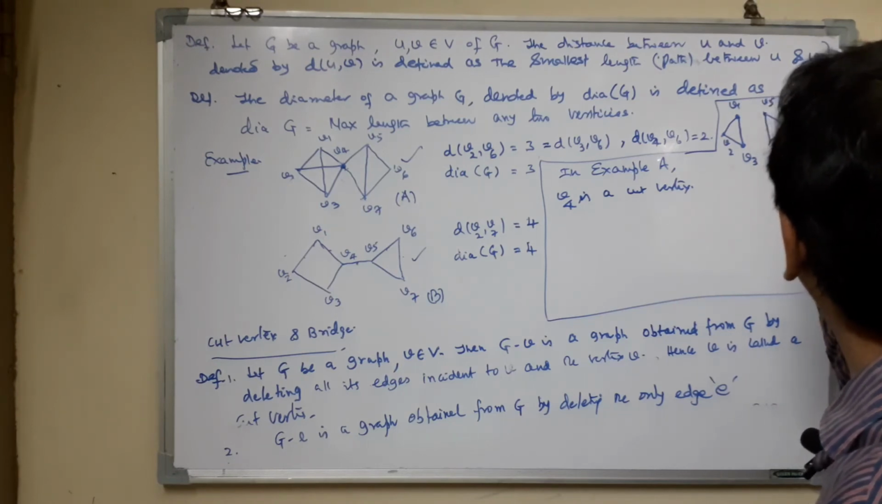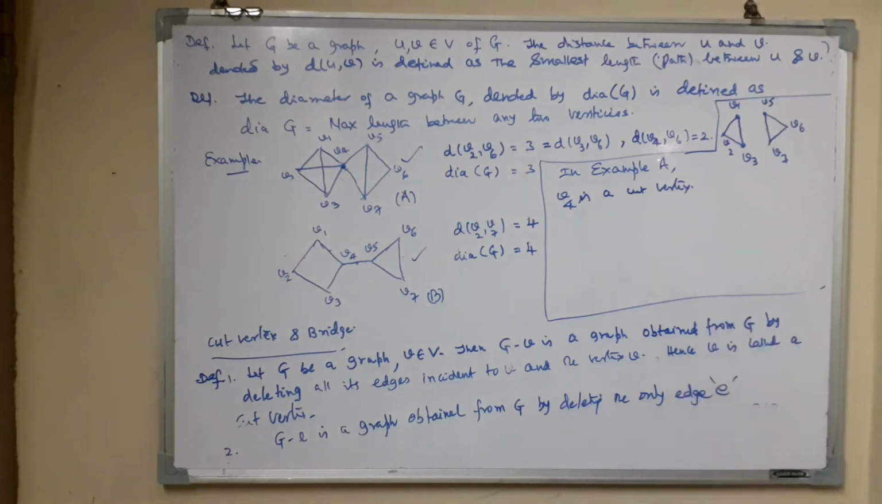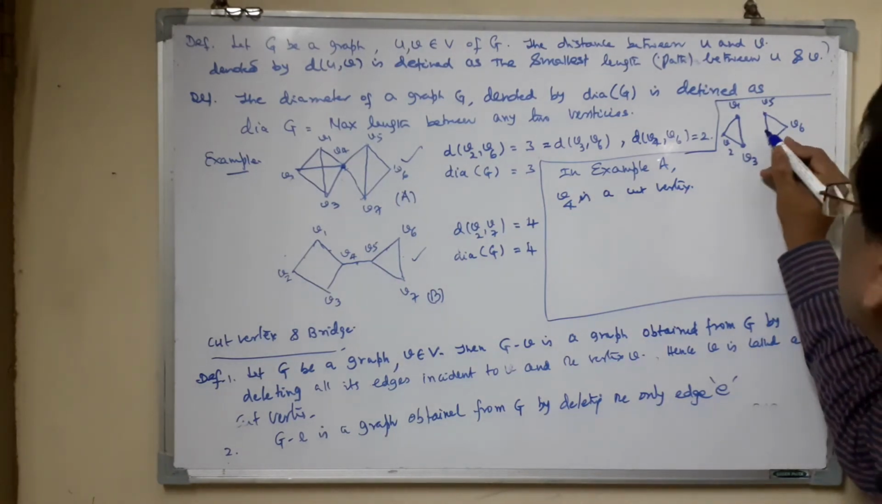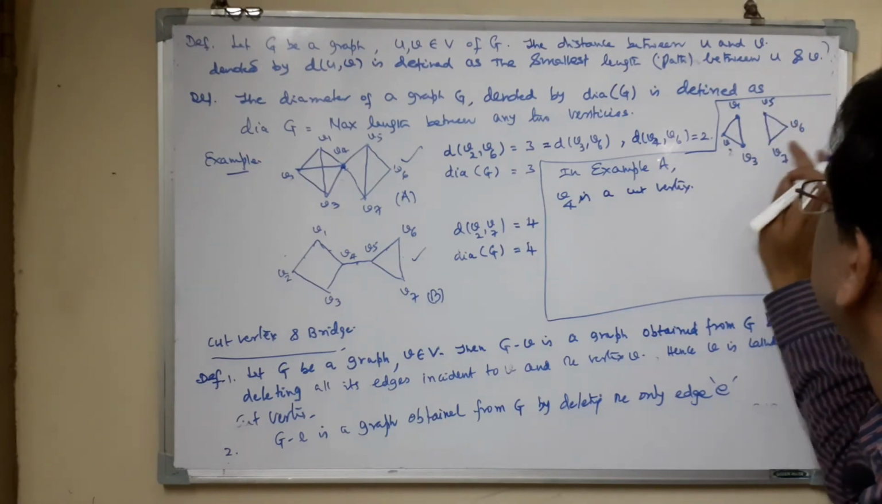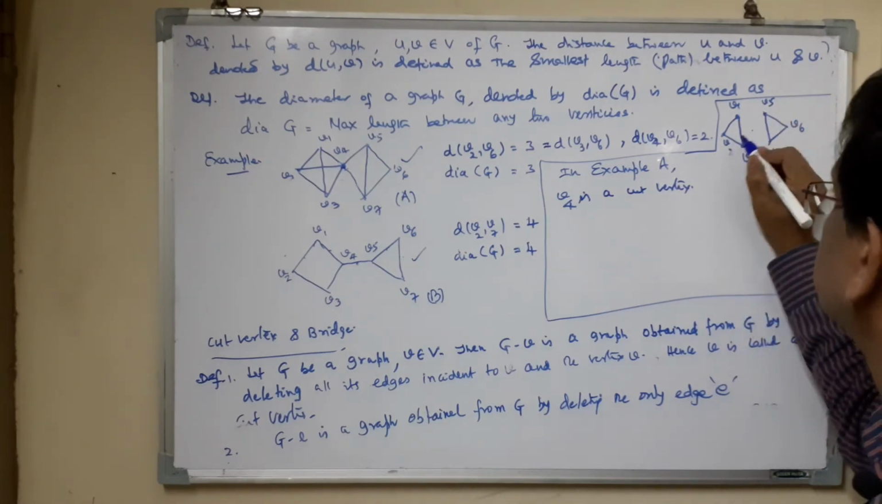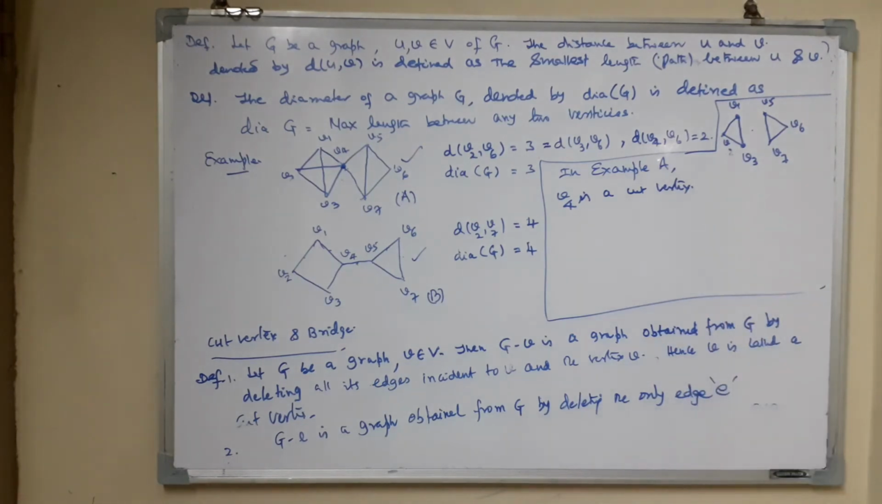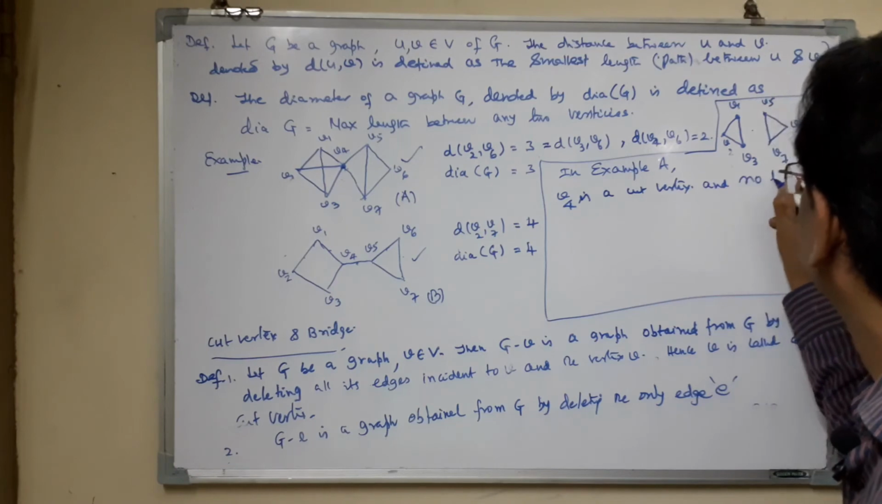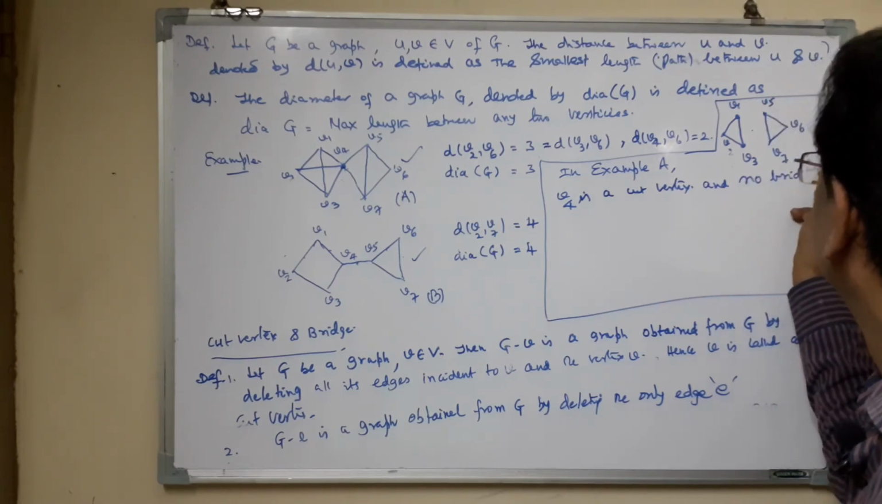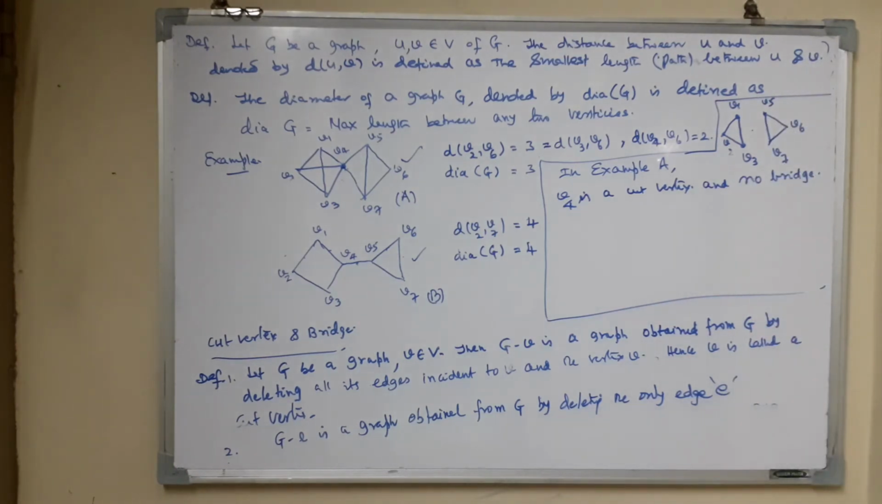V5, V6, V7. So if you remove this, V1 to... this is a partitioned graph. V4 is removed, so V4 is a cut vertex. V4 is a cut vertex, and no bridge. There is no bridge. Why?